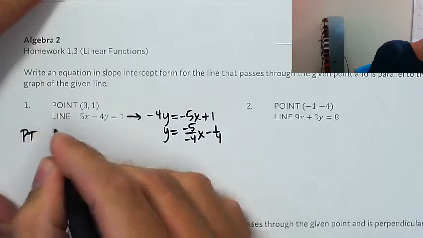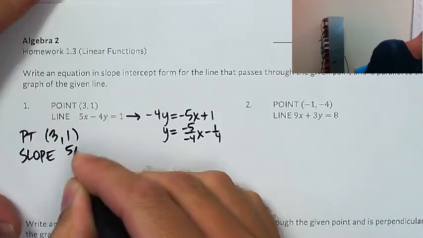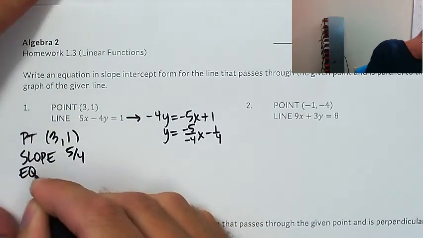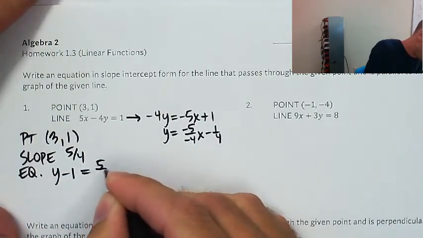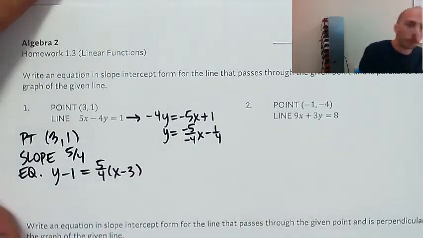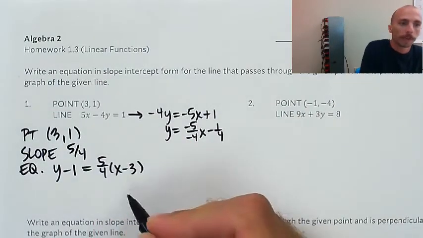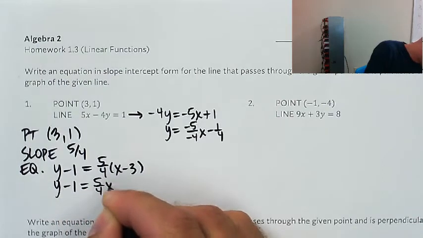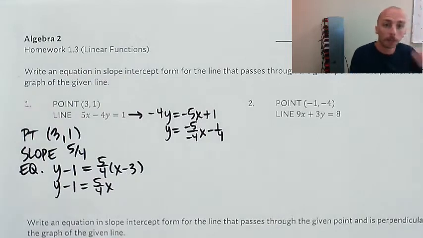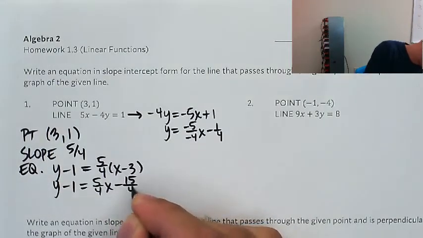So I've got my point. I've got a slope. It's going to be 5/4, and that means that the point-slope equation is going to be y minus the y coordinate is equal to the slope multiplied by x minus the x coordinate. Okay, but it said write an equation in slope-intercept form, so we're going to need to distribute over the 5/4, and so I'll say y minus 1 is 5/4 x. If I multiply 5/4 by -3, well, 5/4 times 3 over 1, that's 15/4. Okay, so I've got minus 15 over 4.